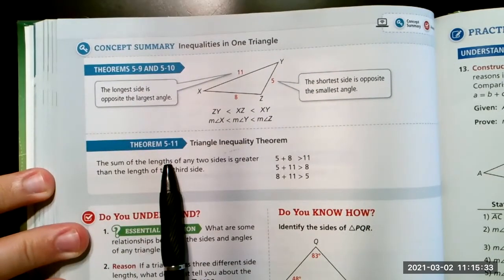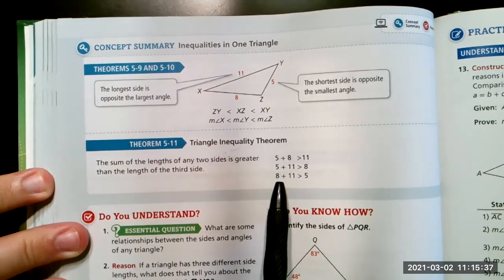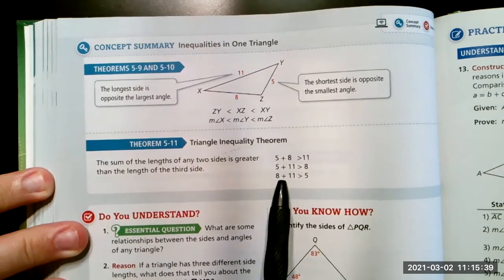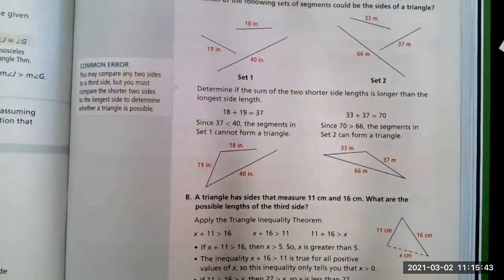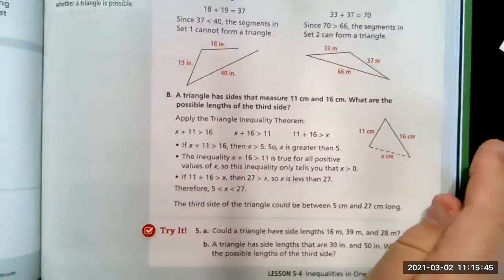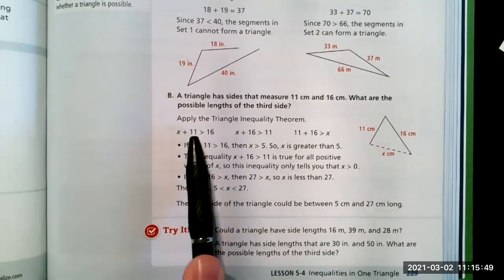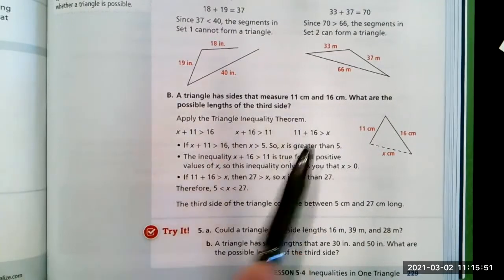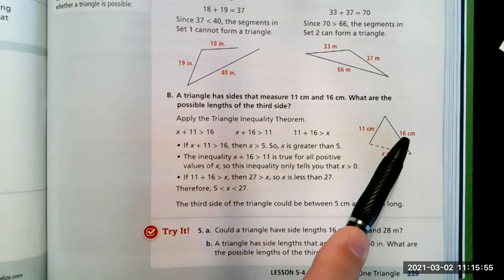And then the triangle inequality theorem, remember we had 3 different sides. So we have 3 different inequalities. I don't think I emphasized that enough. So let me go back to example 5 here. When you're looking at this triangle, you want to set up an inequality for each of those side lengths. So x plus 11 has to be greater than 16.